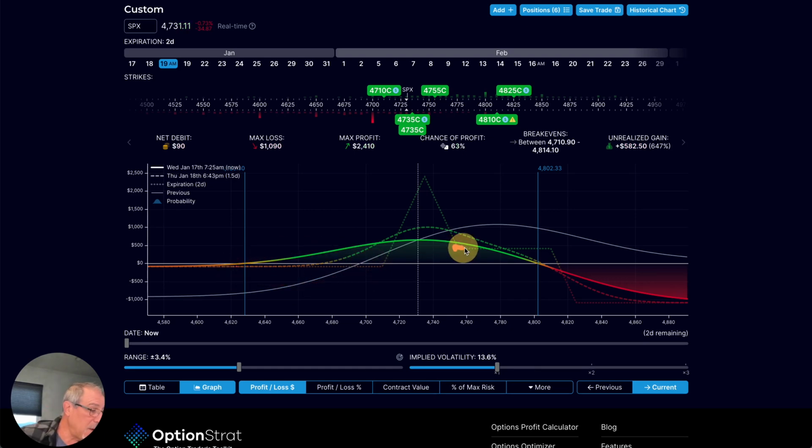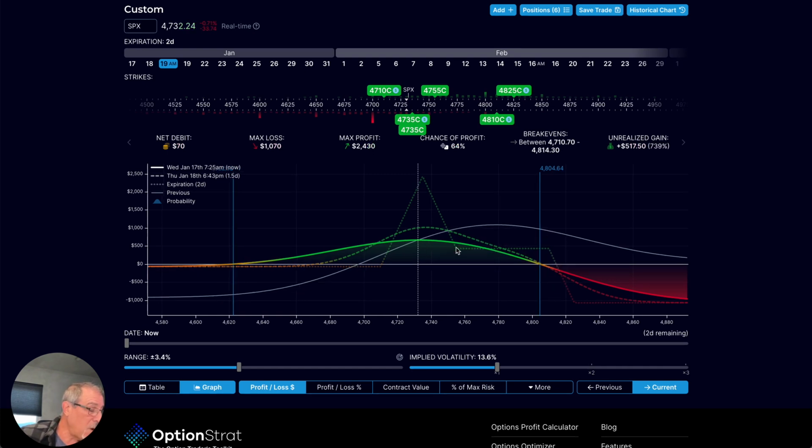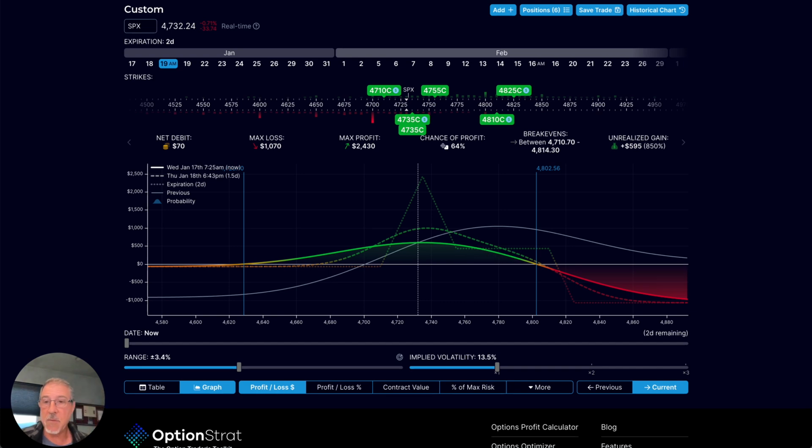I've left myself a nice piece of tent here that I can still decay in. If the market were to shoot up over the next couple days, I can still expect about a $500 profit in this trade. I only start getting into trouble if we're up in here by Friday. So that's the premise behind this particular adjustment.